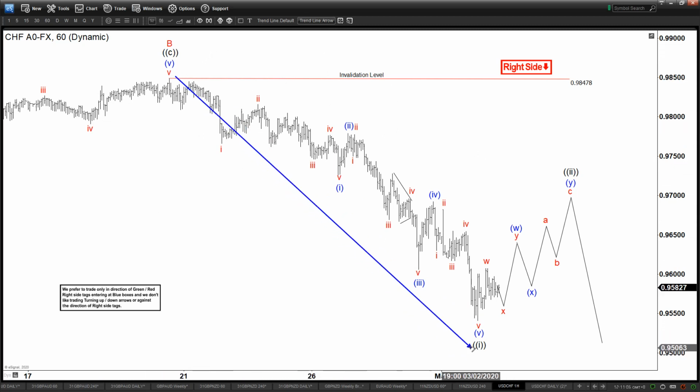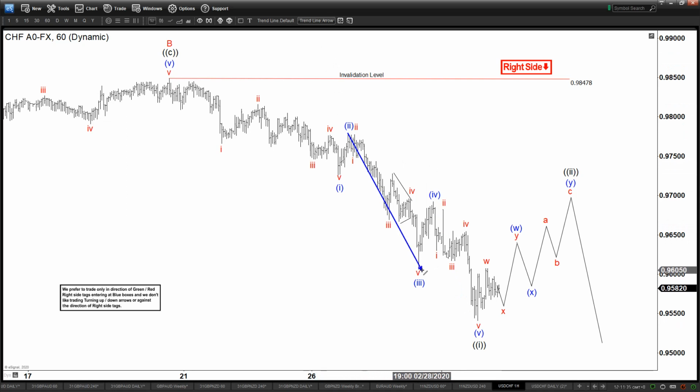We can see the wave 1 of C ended here as 5 waves, 1, 2, 3, 4, 5. Some people always ask, why is it overlapping 1 and 4? Yes, it can overlap when it is within wave 1. It's called a diagonal. It can overlap within wave 5, which is also called a diagonal. What you cannot have is an overlap within the wave 3.